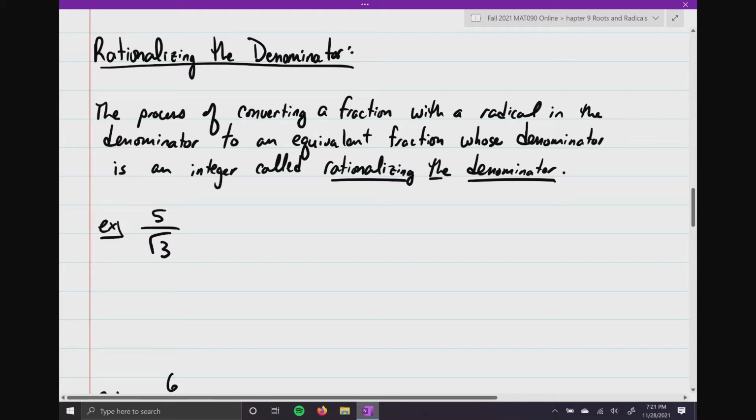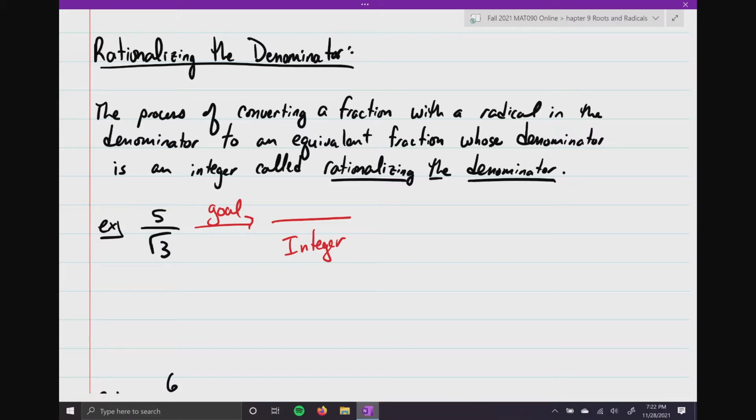But what I do know is this. If you have a square root in the denominator, the technique that we use to convert this fraction with a radical in the denominator to an equivalent fraction whose denominator is an integer is called rationalizing the denominator. In other words, our goal is to have another fraction where your denominator is strictly an integer. It's a number. It's not a radical. There's no square root symbol underneath. Now, if you think about that, and I'm going to erase this here.